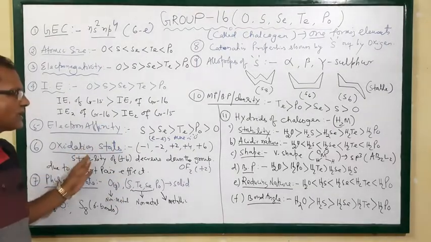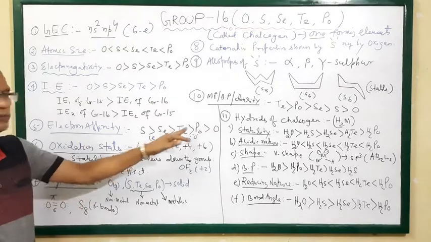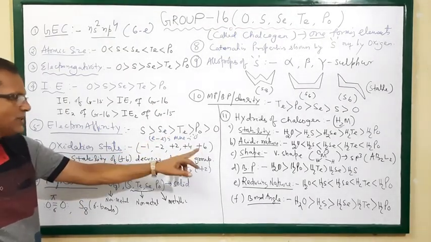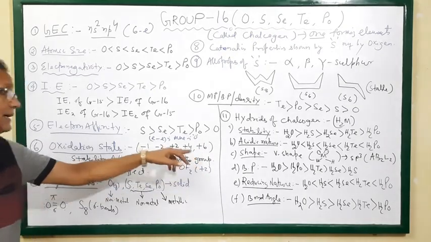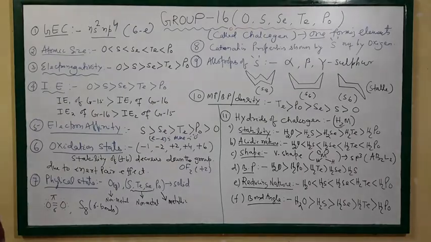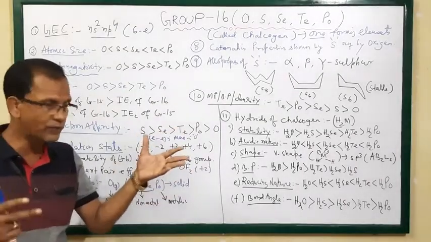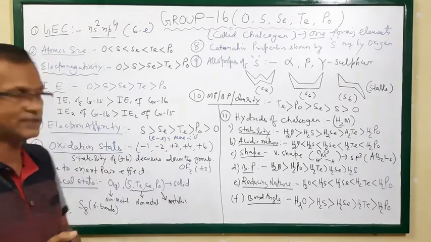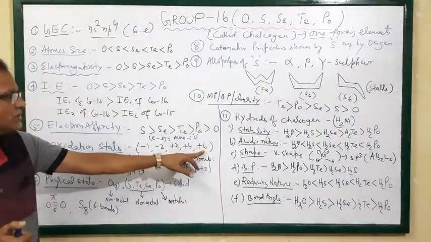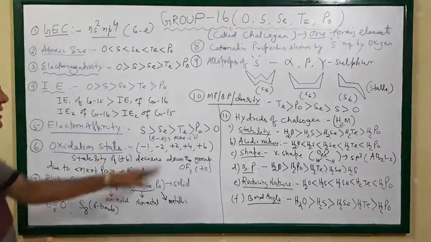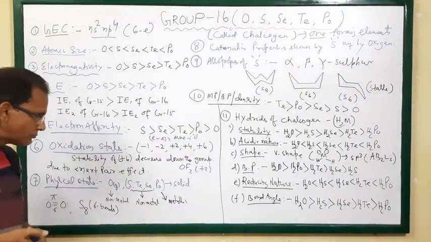If you compare the stability of oxidation states, +6 is the highest oxidation state, but the stability of the +6 state is least in the case of polonium due to the inert pair effect. Already we have read, if the inert pair effect is more, then the stability of the higher oxidation state will be less. So the +6 oxidation state stability of polonium is very less, that means least compared to others.